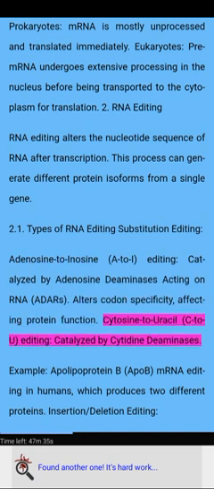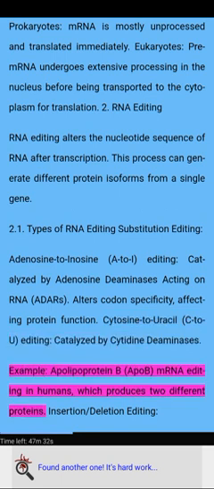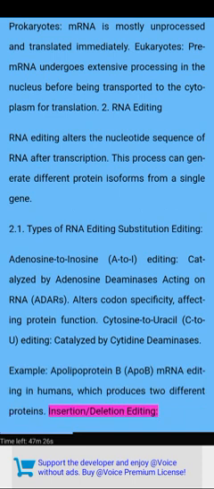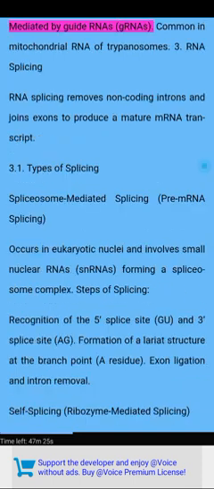Cytosine to uracil (C-to-U) editing, catalyzed by cytidine deaminases. Example: apolipoprotein B (ApoB) mRNA editing in humans, which produces 2 different proteins. Insertion-deletion editing: mediated by guide RNAs (gRNAs), common in mitochondrial RNA of trypanosomes.